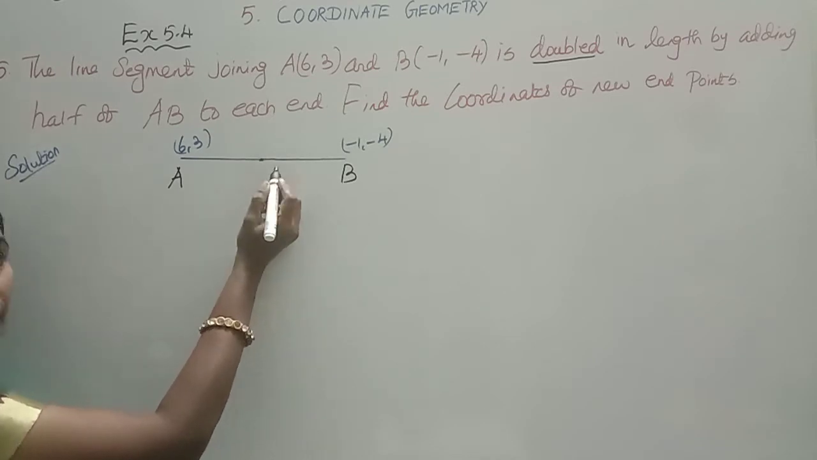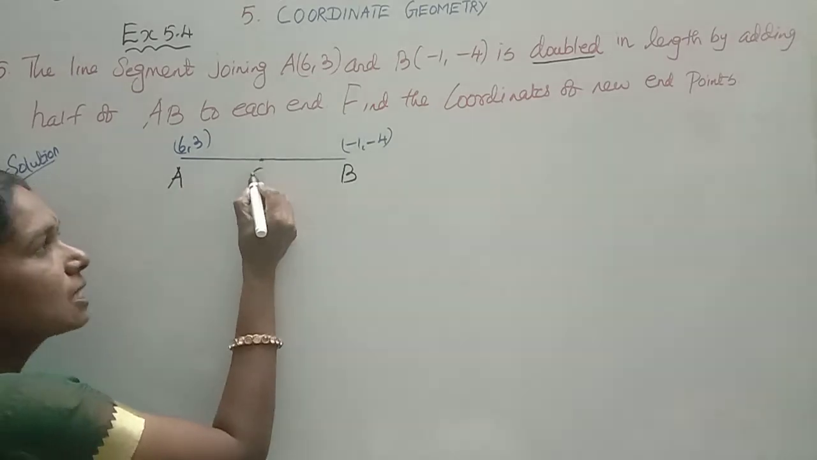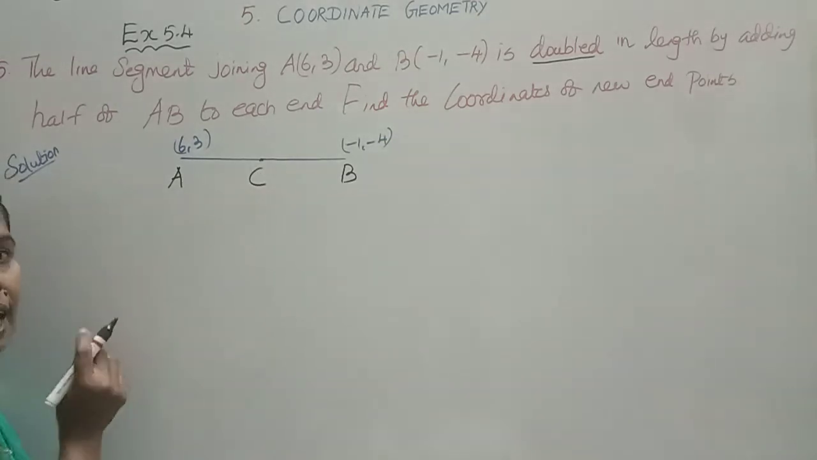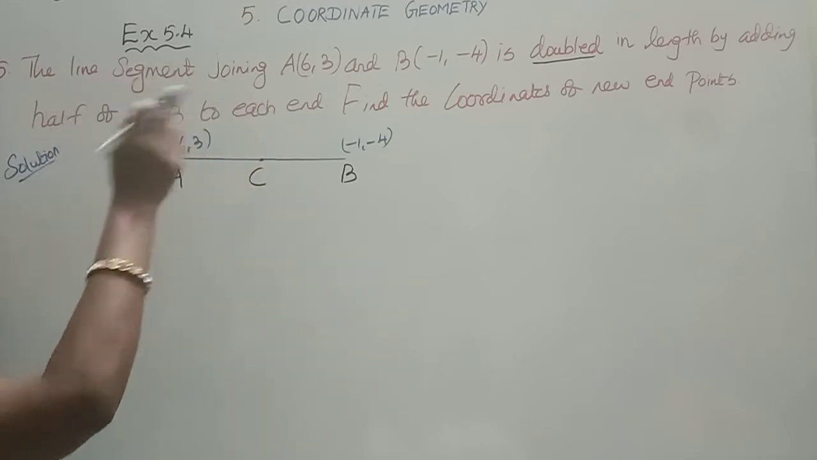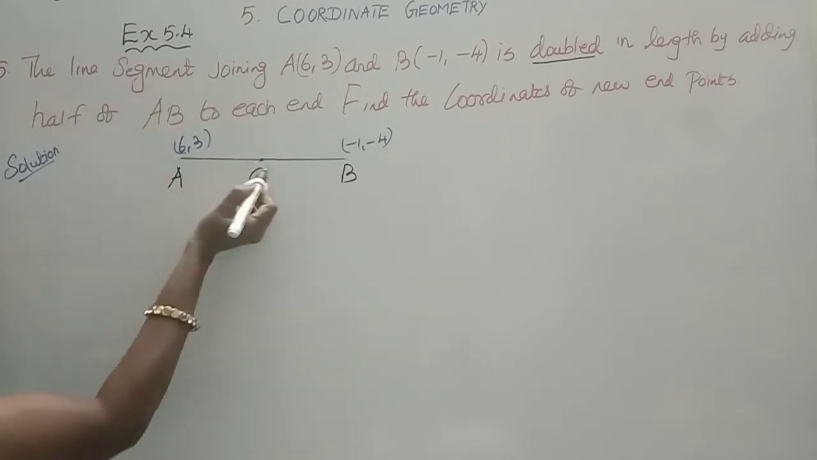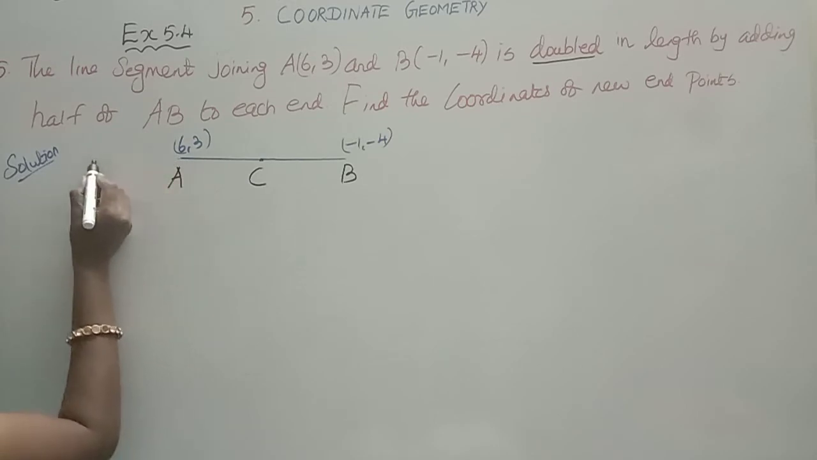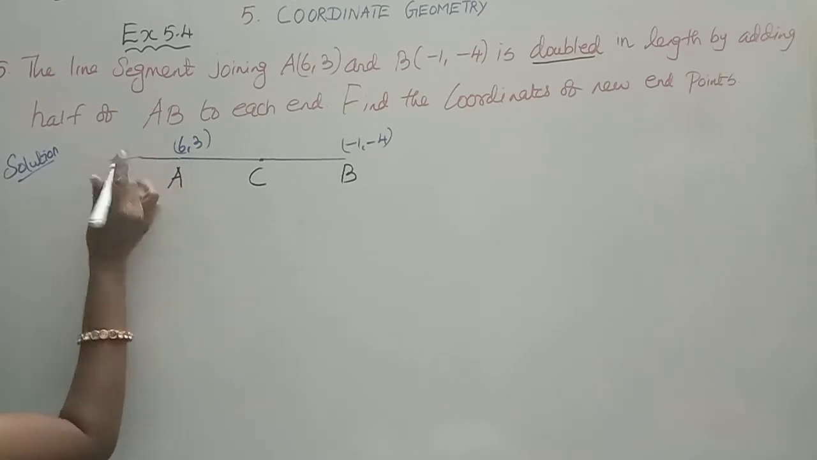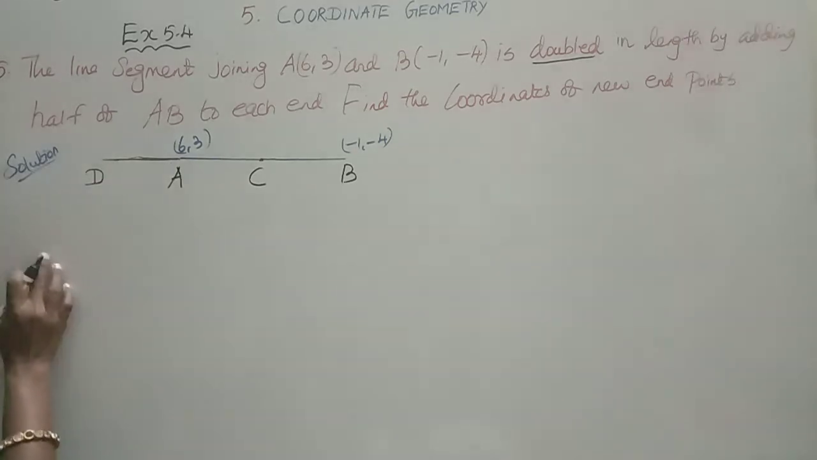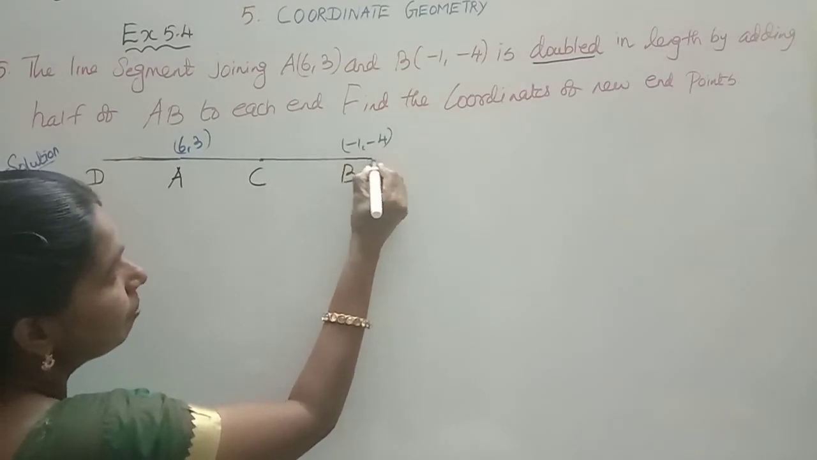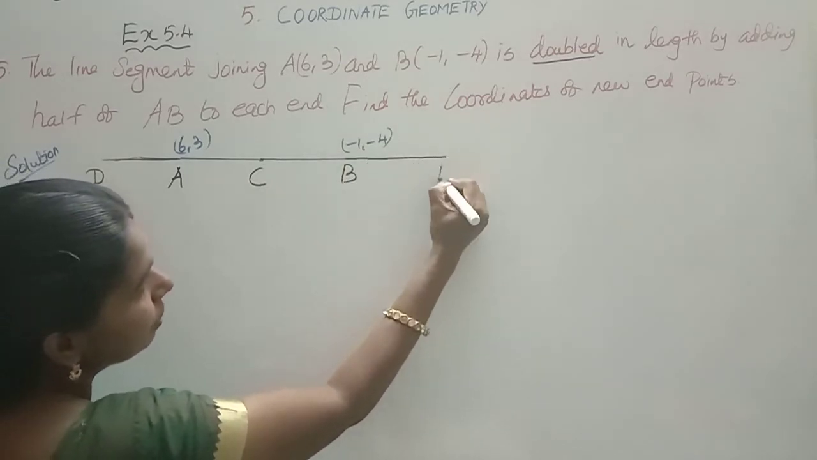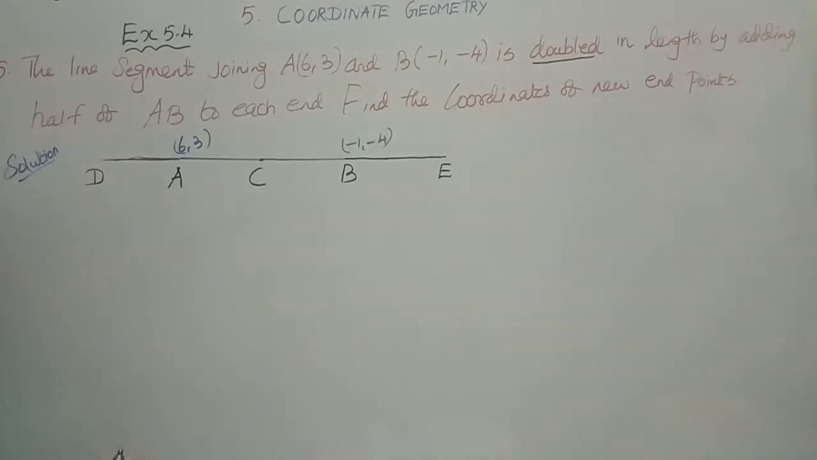Half of AB means I am taking the midpoint of AB, that is C. We are going to add half of AB length on each end. Here they are adding the length of AC to this end, and that half extends the line. Then from B, this AC length is added again, and it gives one more line BE. That end is E. Okay, understand?